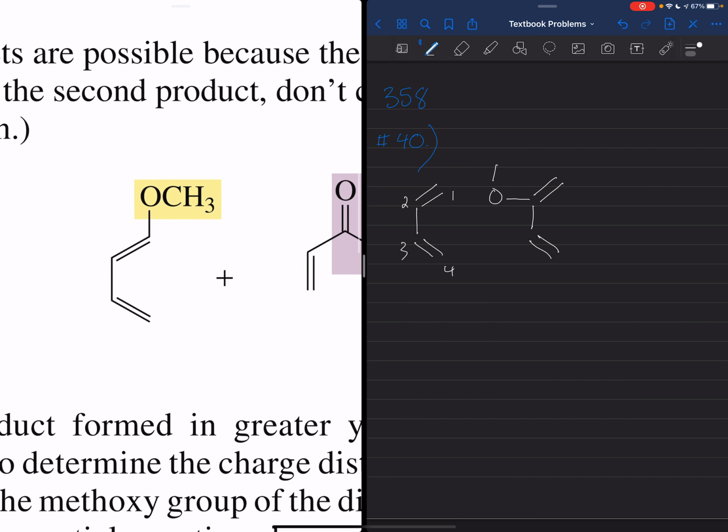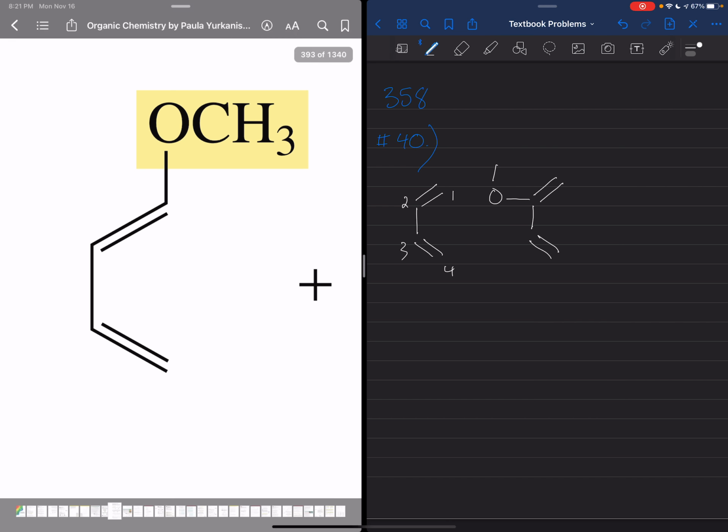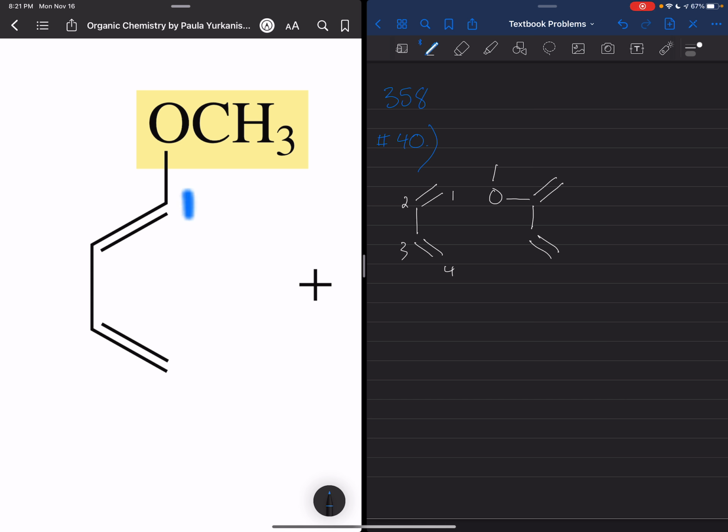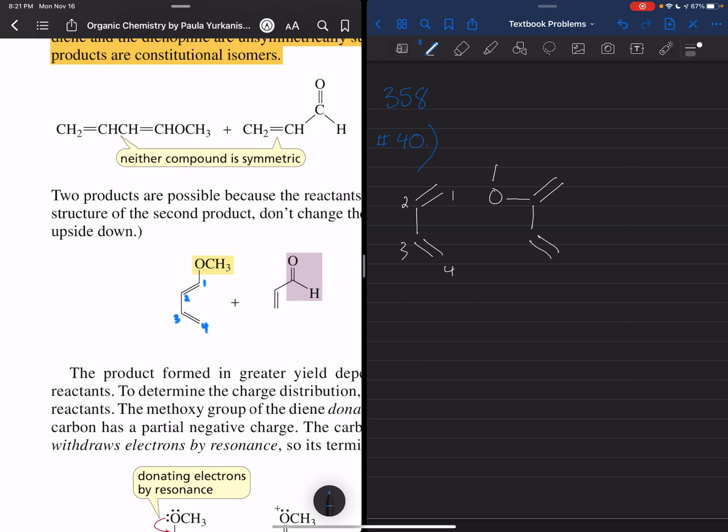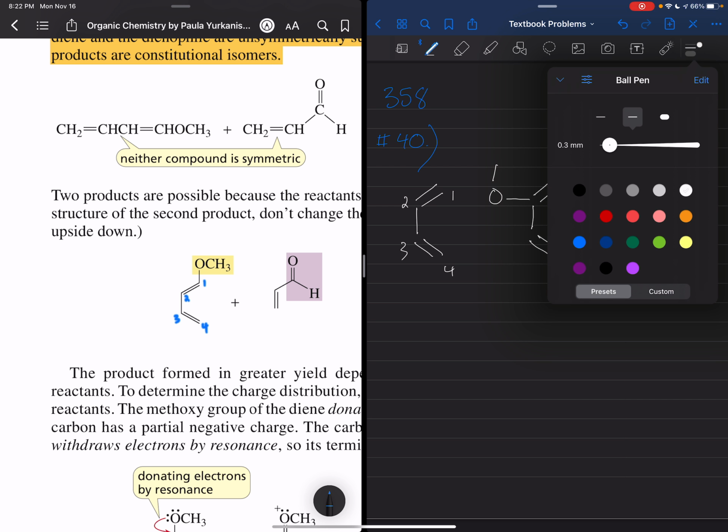So if we're looking at this, and they are naming it this way, it's very blurry. 1, 2, 3, 4, it's our conjugated system. They want us to move our methoxy to the group 2. So that's what I did over here. This is 1, this is 2, this is 3, this is 4. I have our methoxy here. This is our conjugated diene.